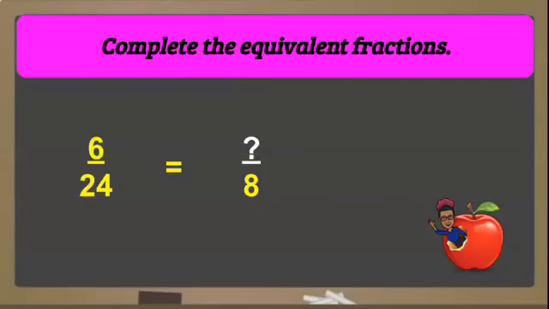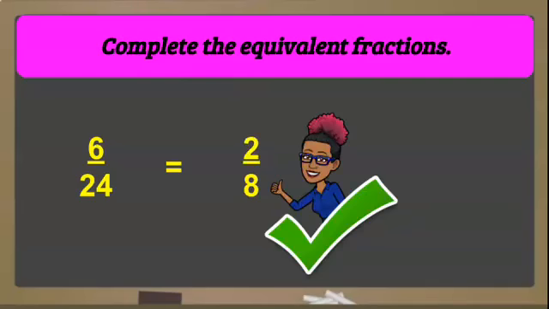Complete the equivalent fraction 6 over 24. If you look at our denominator 8, this means they divided it. So we have to divide that numerator 6 by the same number that we divided 24 by to get our denominator 8. So our equivalent fraction 2/8 means that we divided by 3. So 6 divided by 3 we got 2, and 24 divided by 3 we got our denominator 8.